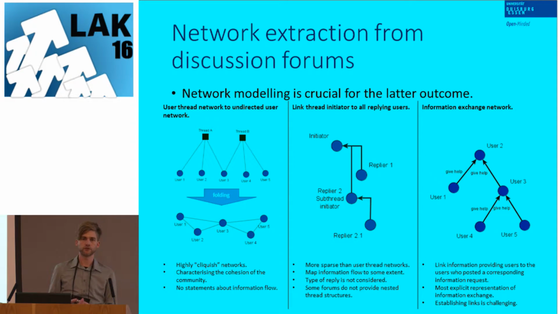It maps information flow to some extent, since we have an initiator who usually posts an information seeking request and receives replies. However, this ignores the type of reply, whether the reply is an answer to the original question or a further question. So for this reason, we use the third approach. We try to identify content-related posts that are either more help-seeking or more help-giving, and then we try to link users based on the information who gives help to whom.